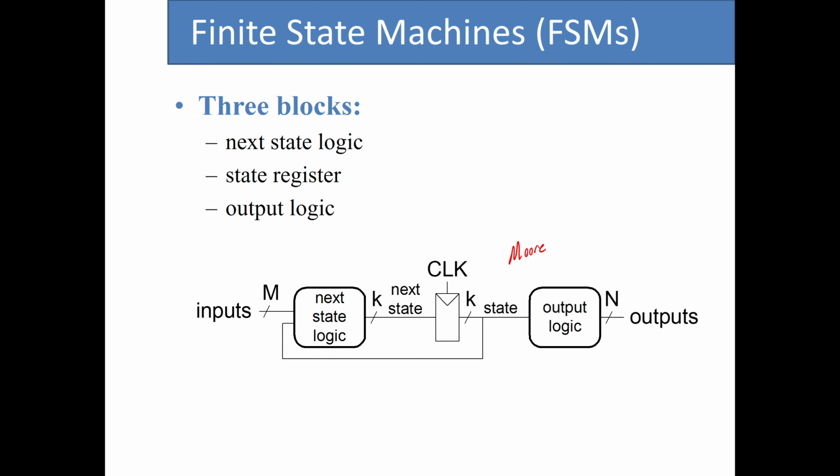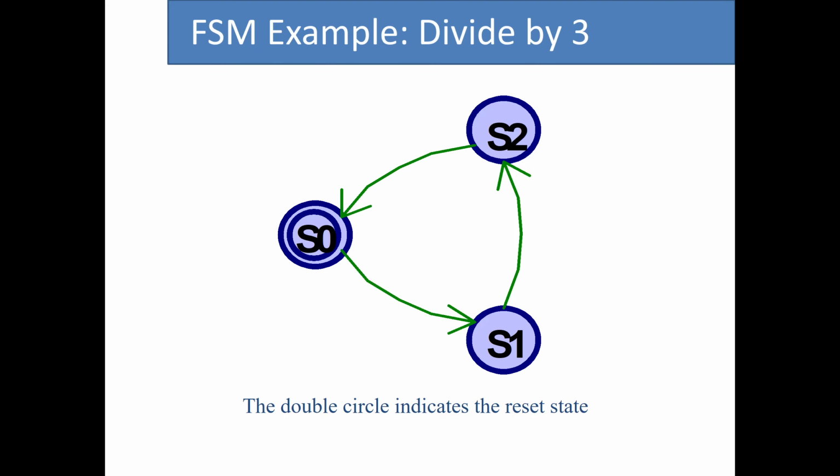When we want to design an FSM, we break down our design into three different sections, each one implementing one part of the circuit. Let's go over a very basic example. This is a circuit called divide by 3. When you reset the system, you start at state 0 and your output, which is Q, is 0.